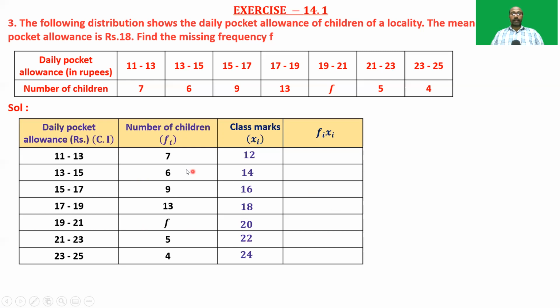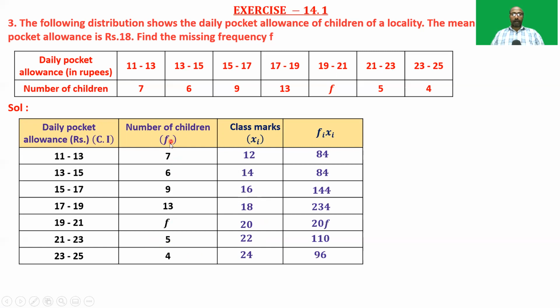Now, the products of Fi and Xi are 7 into 12, 84. 6 into 14 is also 84. 9 into 16 is 96. 18 into 13 is 234. And the product of F and 20 is 20F. That's all. And now the product of 5 into 22 is 110 and 4 into 24 is 96.